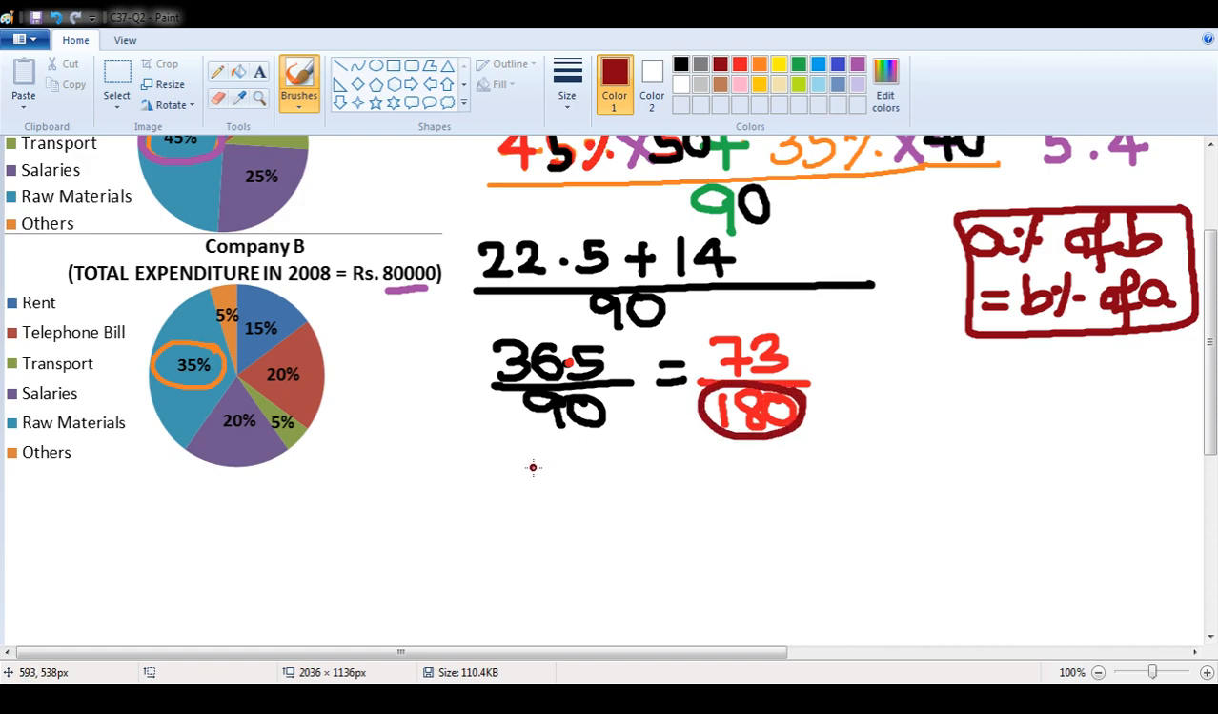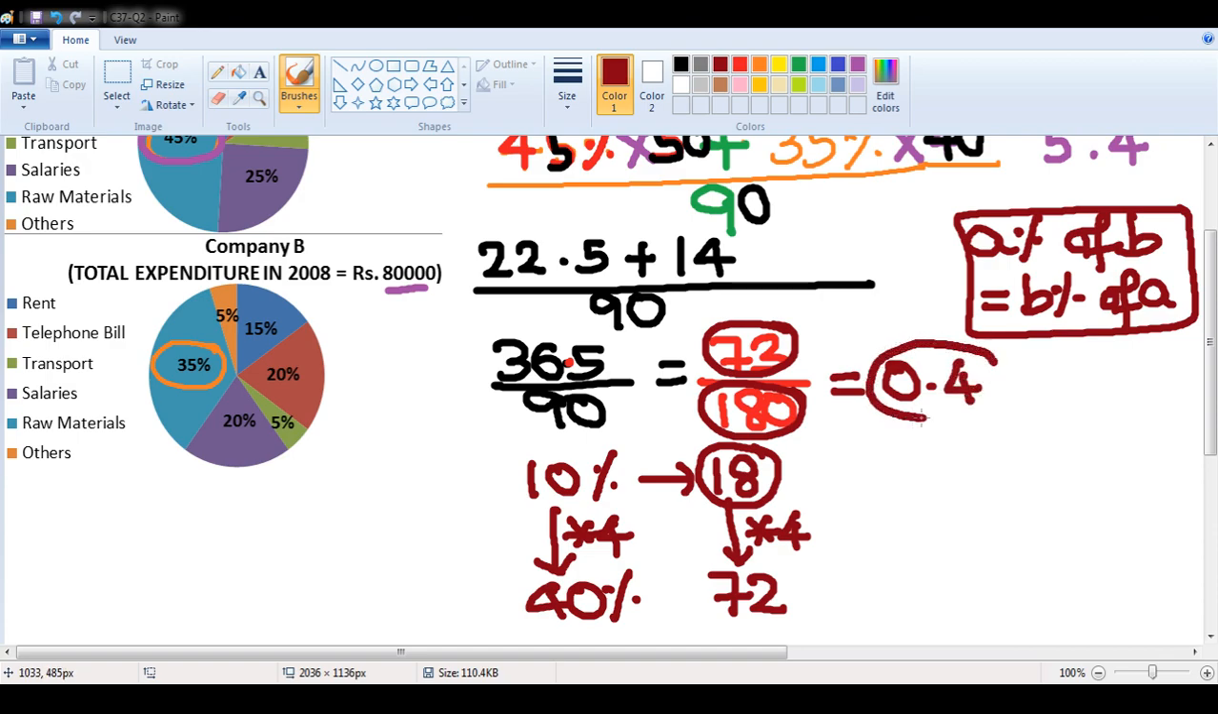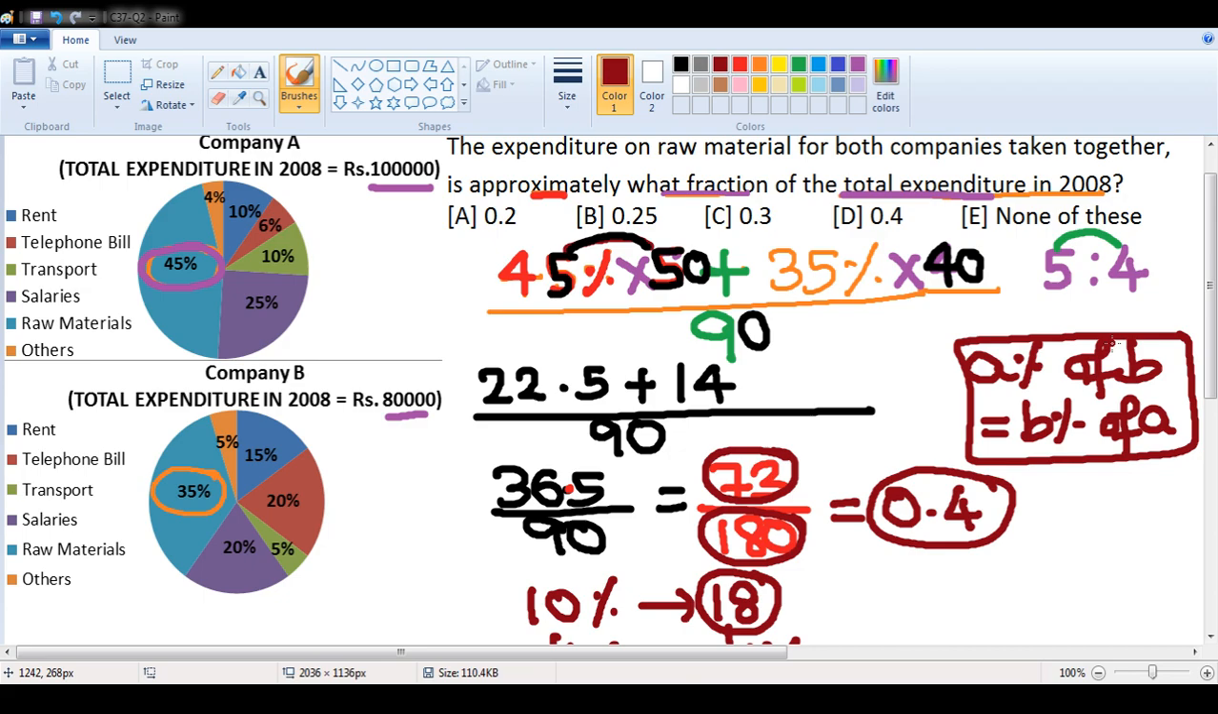So I will take the denominator as 100%. 10 percentage of 180 is 18. I am at a number called 18, but I need to get a number around 72, 73. 18 should become 73. Multiply by 4. Approximately it becomes 73. 10 also multiply by 4. Approximately your answer is 40 percentage, which in fraction is called 0.4. Out of the given answers, the answer which is matching is 0.4.